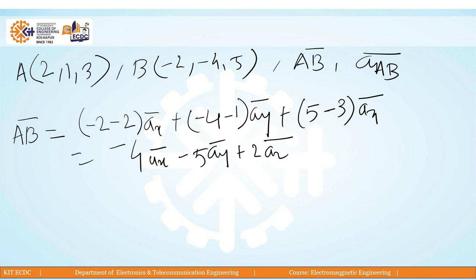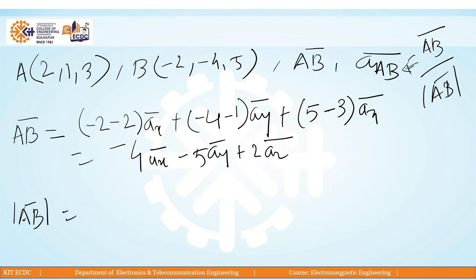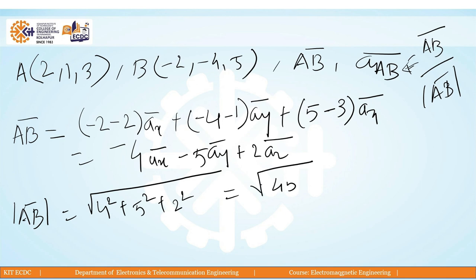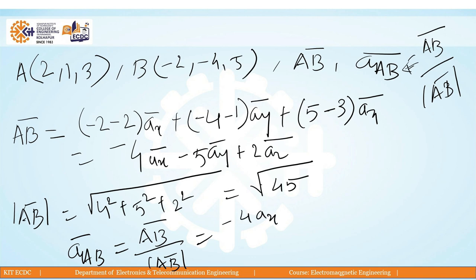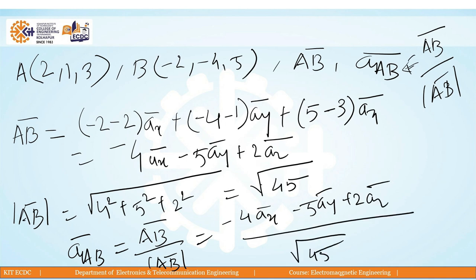Now, we want to find this unit vector. To find the unit vector, it is equal to what? As per the definition, it is the ratio of vector AB to its magnitude. Right now we have obtained vector AB, but we need to obtain its magnitude. So first of all, we'll find the magnitude of vector AB, which is equal to the square root of 4 squared plus 5 squared plus 2 squared. It is equal to root of 45. So the unit vector in the direction of AB is equal to AB divided by its magnitude, and this is equal to minus 4 AX bar minus 5 AY bar plus 2 AZ bar divided by the square root of 45.